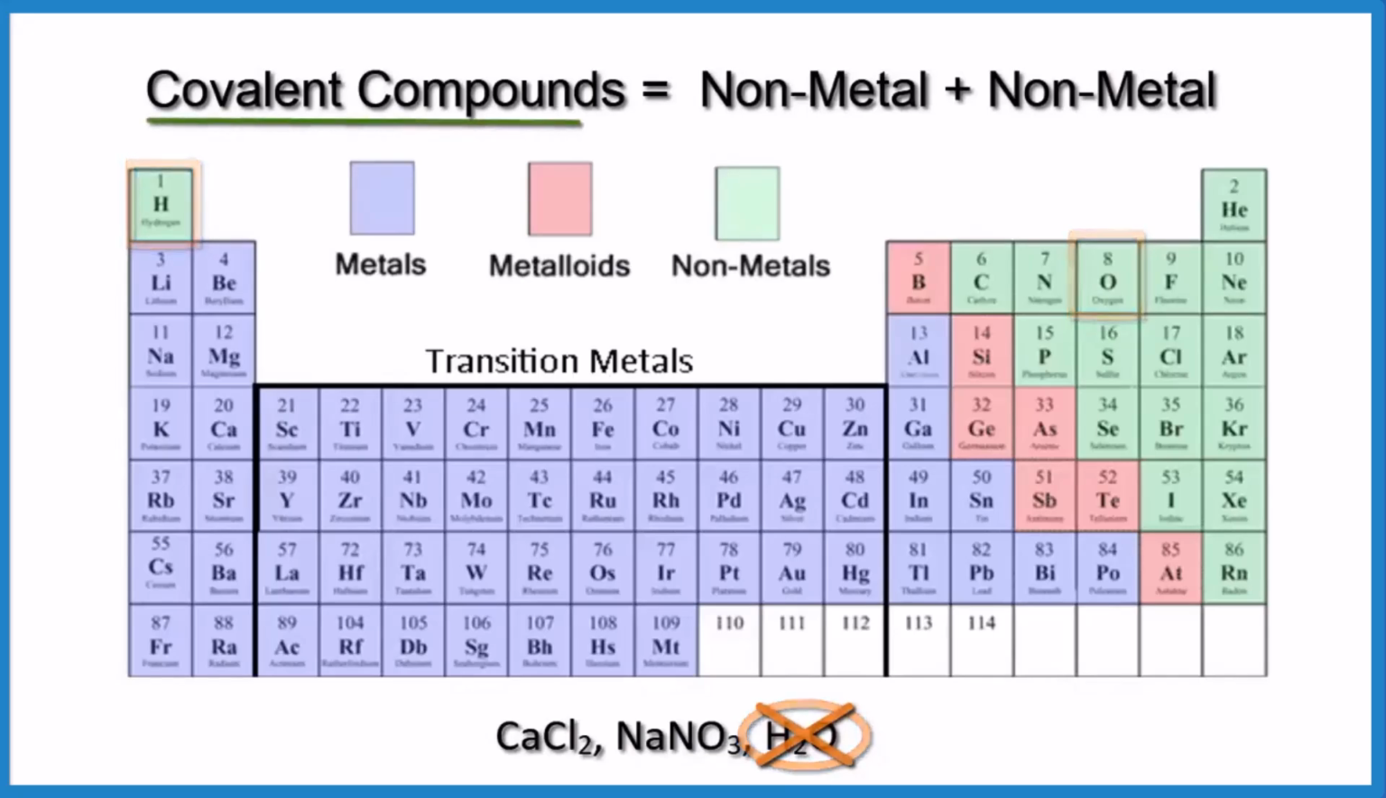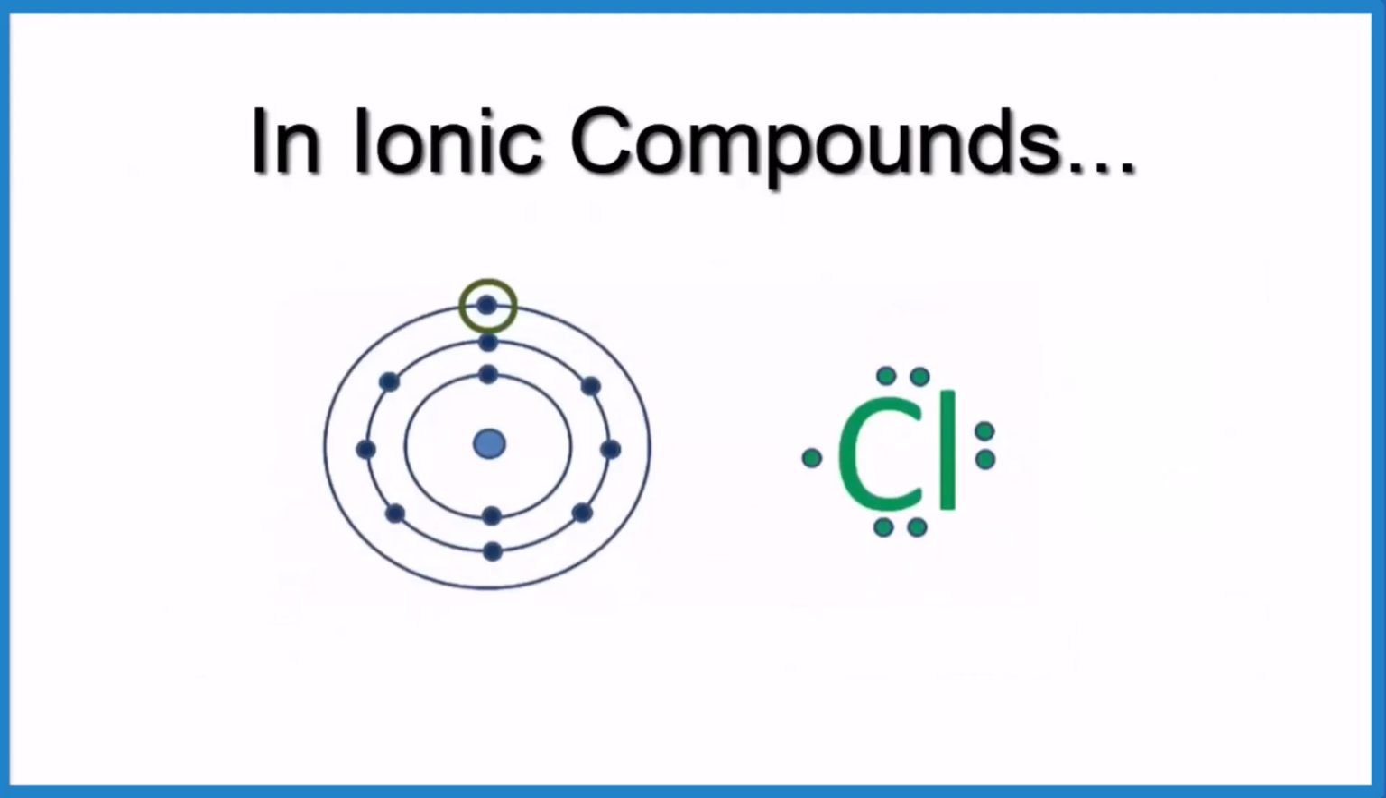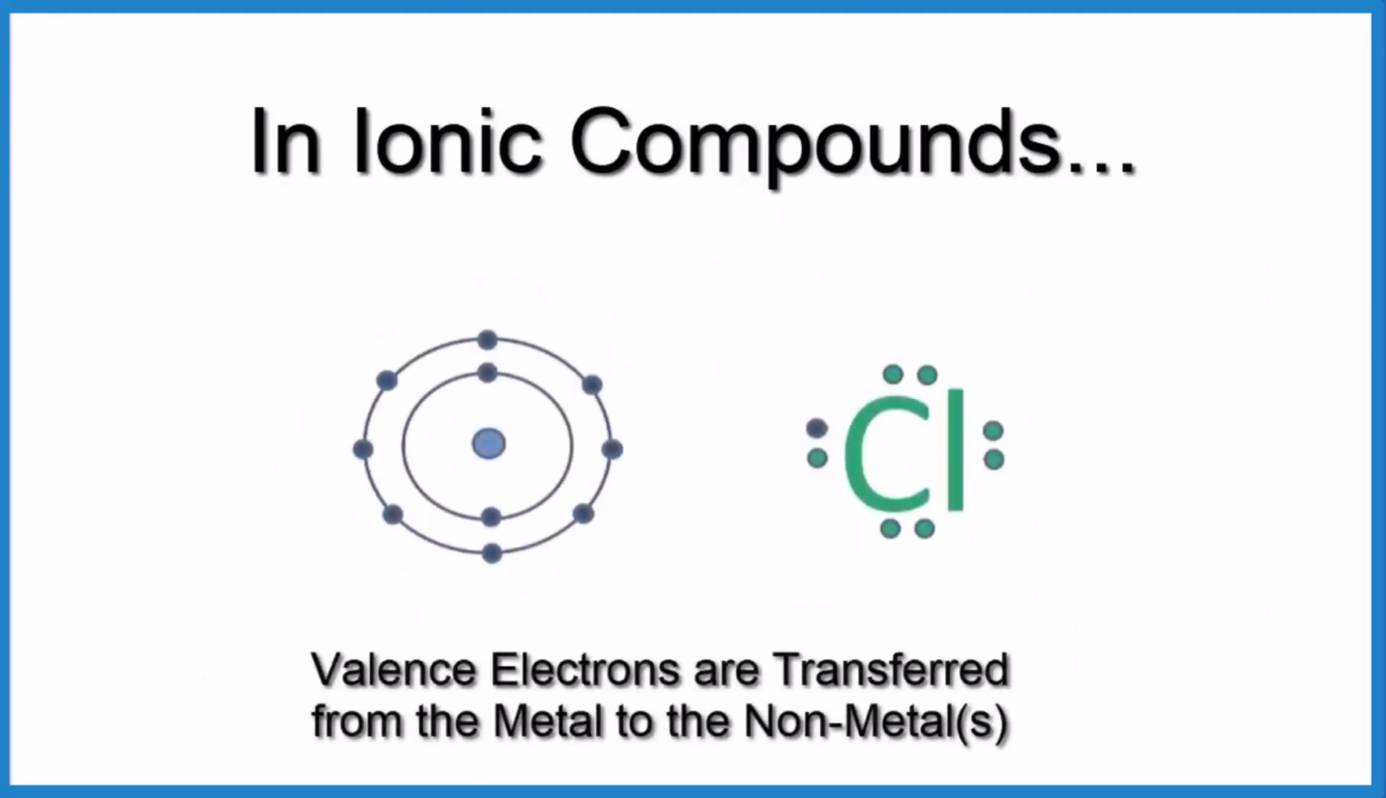That's a covalent compound. It's important to note that in ionic compounds, the metal will transfer its valence electrons to the nonmetal. And this influences how we write Lewis structures for ionic compounds. So let's write us some Lewis structures. We'll start with the iconic ionic, NaCl.